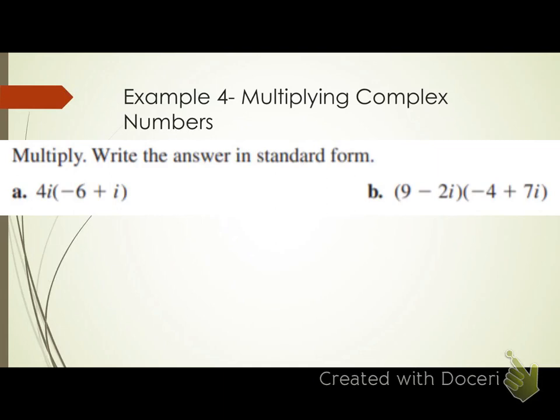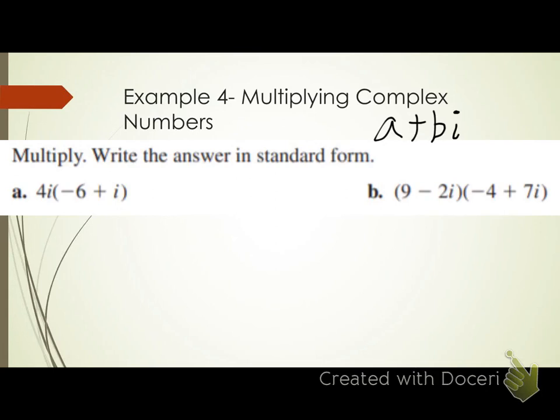Someone remind me what standard form is again. A plus Bi, right? A plus Bi is standard form for my complex numbers. So whenever I write my answer, I need to make sure it's in this form. Everyone good with that?